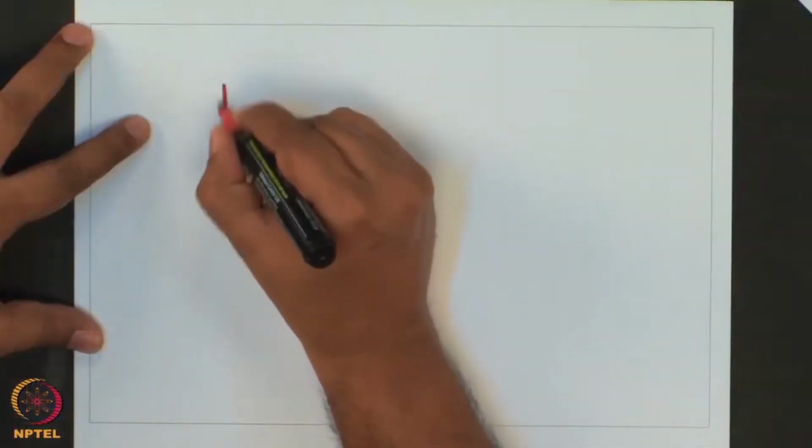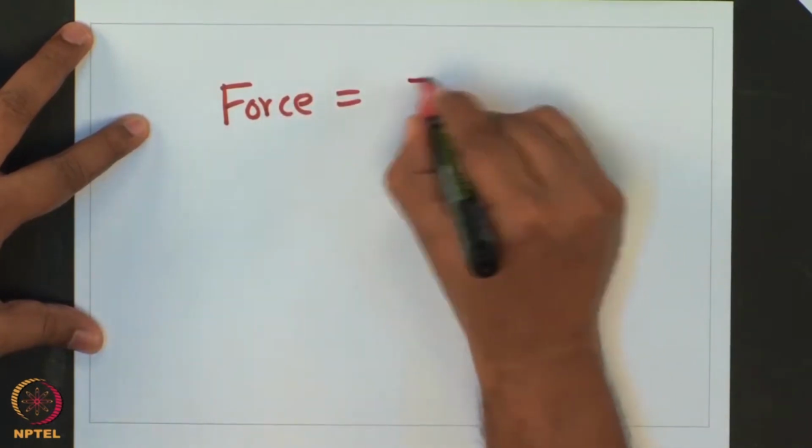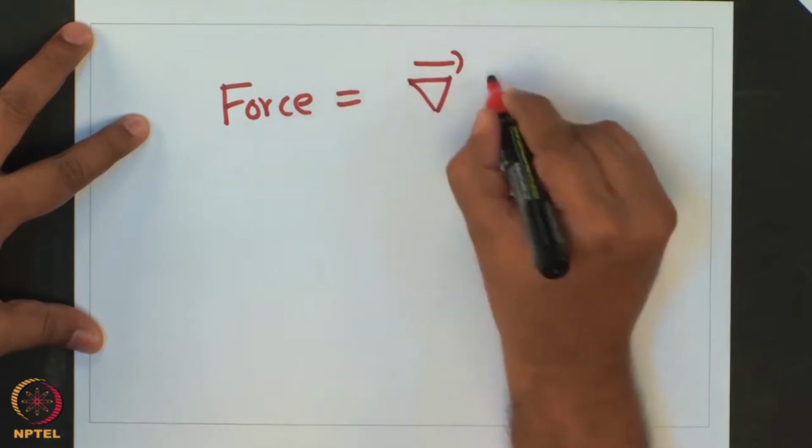So, we will understand this a little bit more in detail, and it turns out that this is also true for forces, and we will learn more carefully how the forces are also like a gradient and how one can understand this force as a gradient. So, let us just quickly state that the force can also be written as gradient of energy.